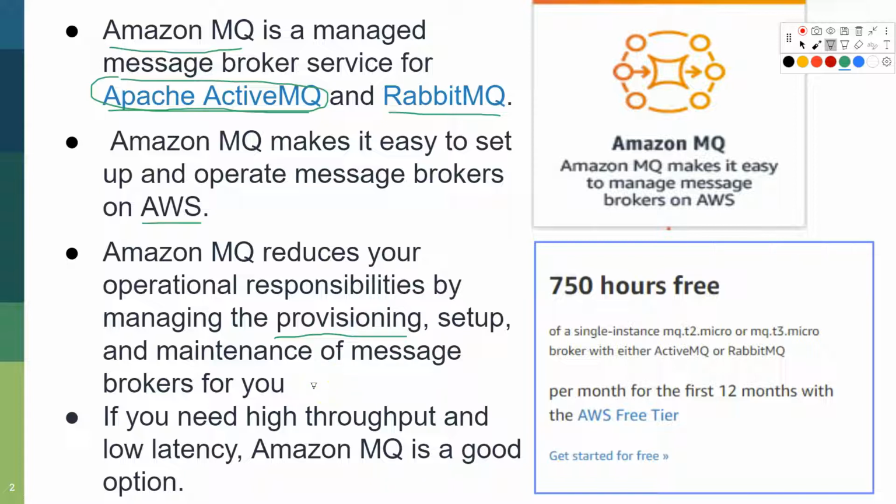So if you need high throughput and low latency, Amazon MQ is a good option. And if you don't have an Amazon account already, they give 750 free hours, but you have to make sure the instance you choose is either T2 micro or T3 micro, and it should also be a single instance. We will see this one. We'll see how to create an account and select the right instance, like a free instance, for demo purposes.